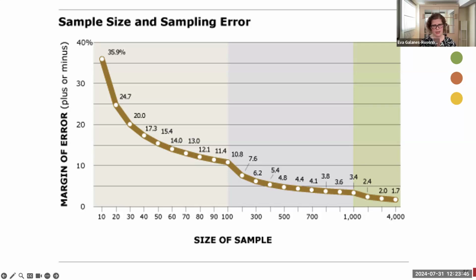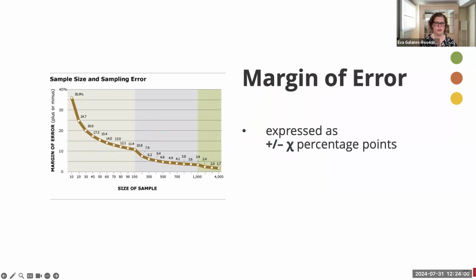So as Adrian was just saying, we've talked about sample size, and the sample size has a direct effect on the margin of error. The larger the sample, the smaller the margin of error. That's what this is showing you right now. So when we see a margin of error, it's usually expressed as plus or minus some percentage points. It's pretty typical to see something like plus or minus 2.3 or plus or minus 4.8, something like that.